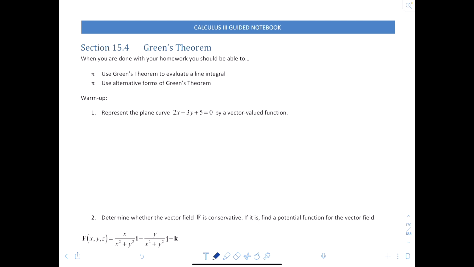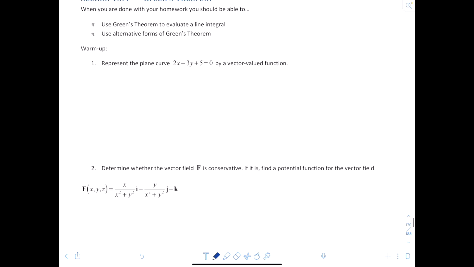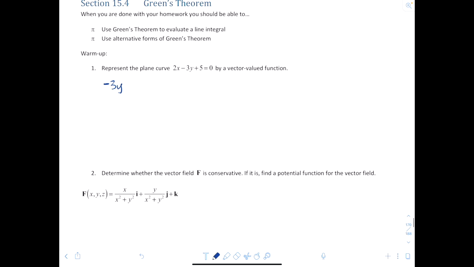This is from a little while back, vector valued functions. So let's go ahead and represent the plane curve 2x minus 3y plus 5 equal to 0 by a vector valued function. One way we can do this is by isolating y. We would have negative 3y is equal to negative 2x minus 5, and then dividing by negative 3, we would have 2/3 x plus 5/3.